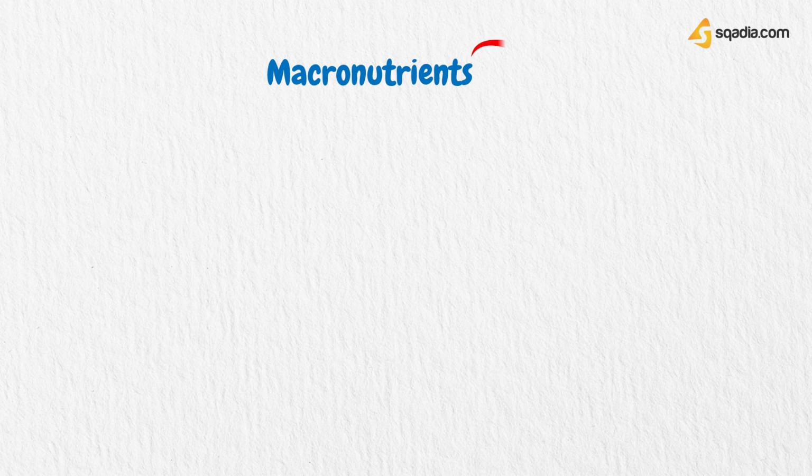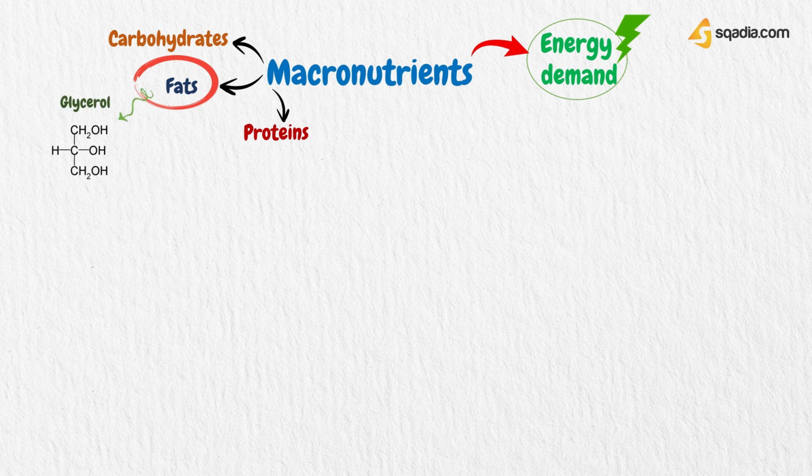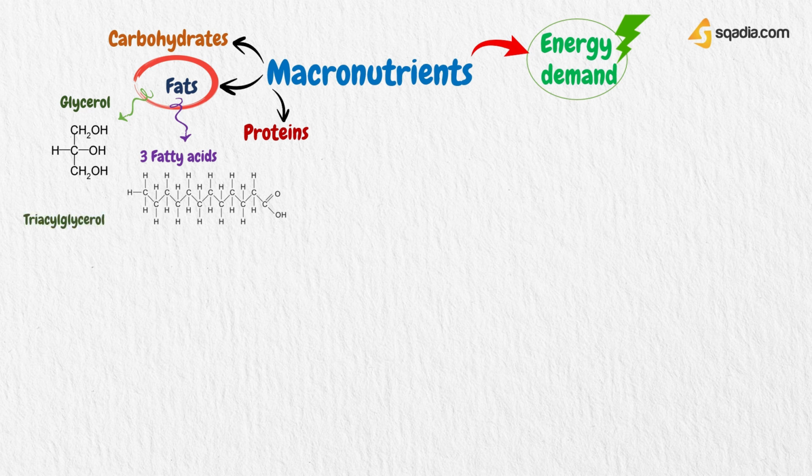We know that there are three major macronutrients needed to fulfill the demand of energy by our body that includes carbohydrates, fats, and proteins. Our concern is with fats here. Just revise the structure of fats in your mind. 1 glycerol plus 3 fatty acids combine to form triacylglycerol, the ultimate form of fat. Fats can be in the form of triacylglycerol, cholesterol, fat-soluble vitamins, and cholesterol esters.